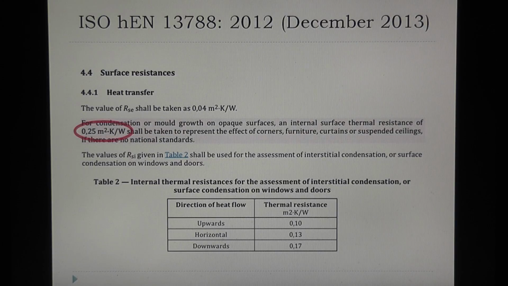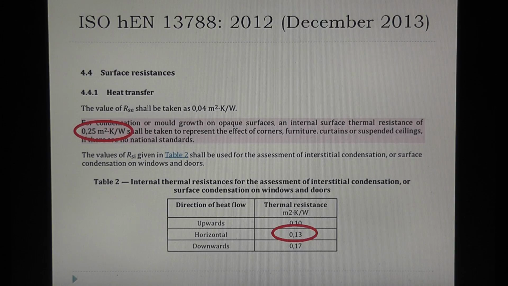But what did change was this internal surface resistance to be applied in the modelling. And it changed to take account of the effect of corners where there's less airflow, furniture which restricts airflow, curtains, which again restrict airflow, or suspended ceilings, which again reduce the amount of air flowing over the surface, and therefore are likely to induce surface condensation by virtue of the fact that there isn't the same level of washing of the surface with ventilation to raise the temperature slightly.